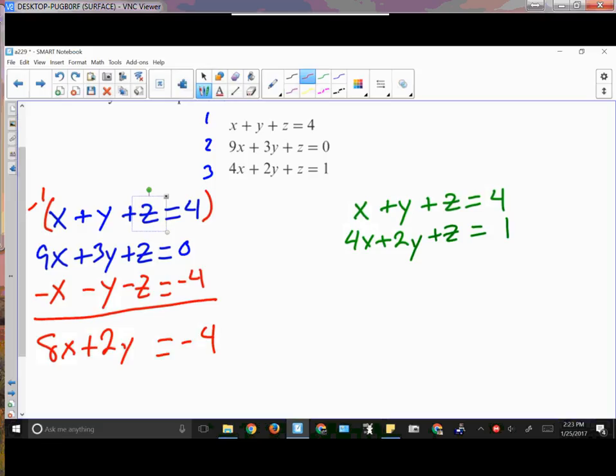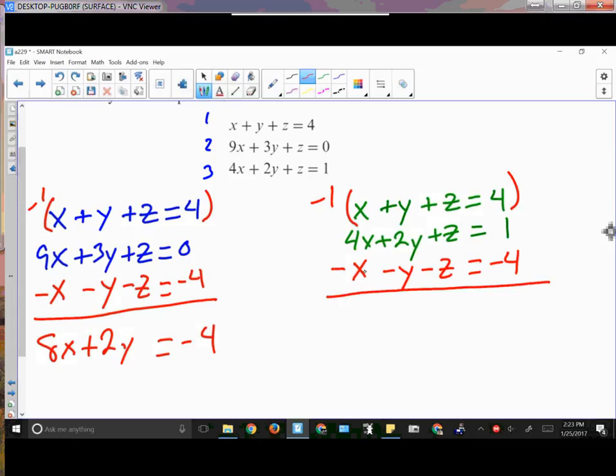I am going to do the same thing over here. I want to get rid of the z's. I get rid of the z's here, I get rid of the z's over here. So I'm going to multiply through by a -1 as well, because that's what we'll get rid of. So negative x minus y minus z is equal to -4. And when I combine these two together, I end up with 3x plus 1y. That drops out is equal to -3. Now we have a pair of equations just like we were doing earlier.